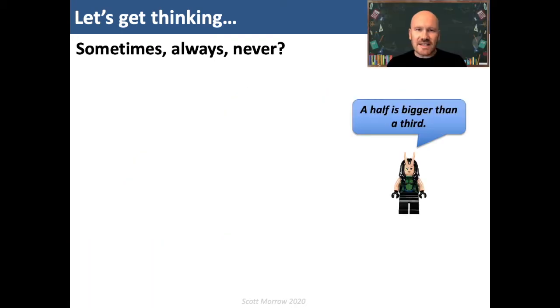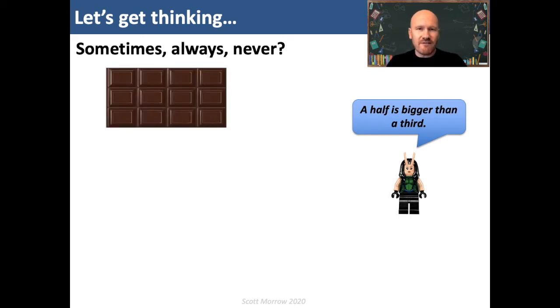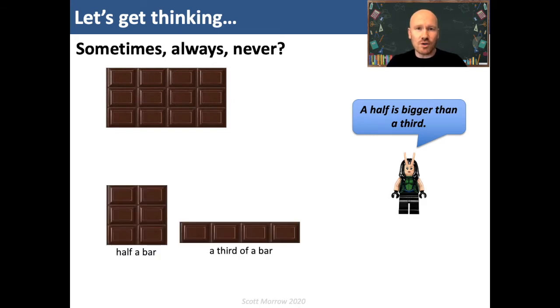Let's consider the next statement. A half is bigger than a third. So here we can see we've got a bar of chocolate, and if I said you can have half a bar of chocolate or a third of a bar of chocolate, we can see that 1/2 is bigger than a third of a bar. So again, surely it's always true that a half is bigger than a third.